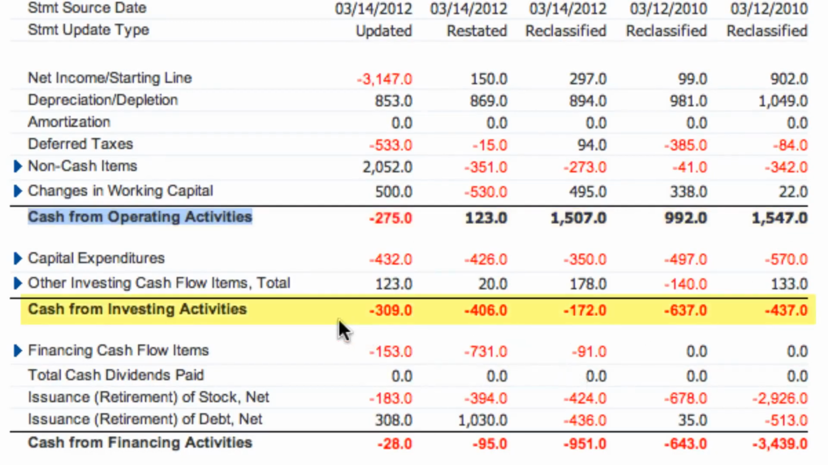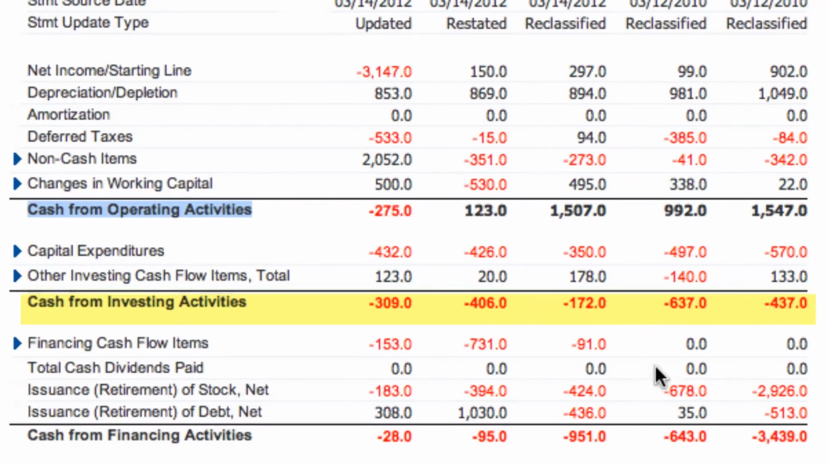Now, when we go down to the cash from the investing activities, you'll see that it's negative 0.4, negative 0.6, negative 0.6, negative 0.1, negative 0.4, and negative 0.3. You can see that it's kind of remained neutral, and they've been investing in pretty much the same thing, which is probably their inventory. And so that's a fairly standard number.